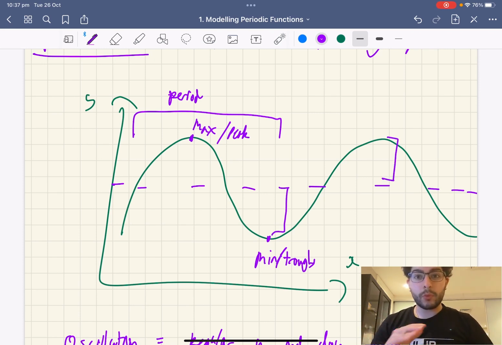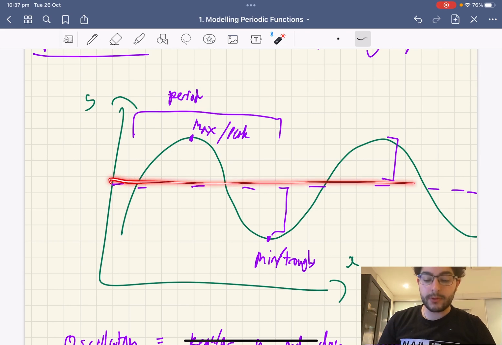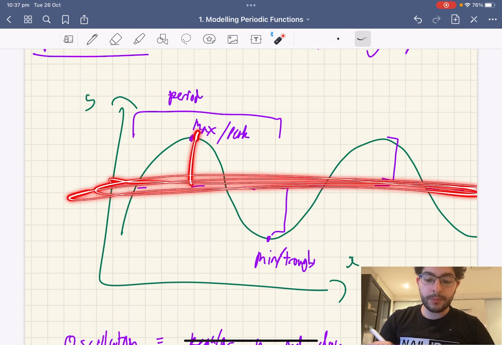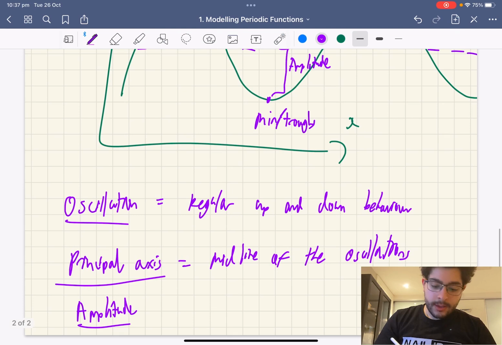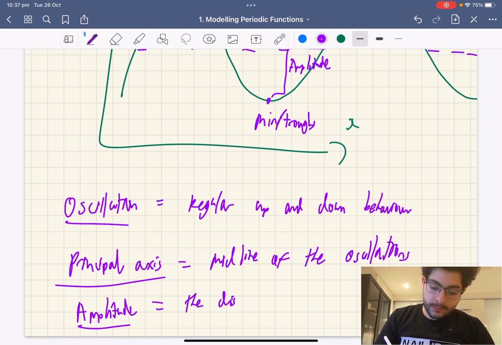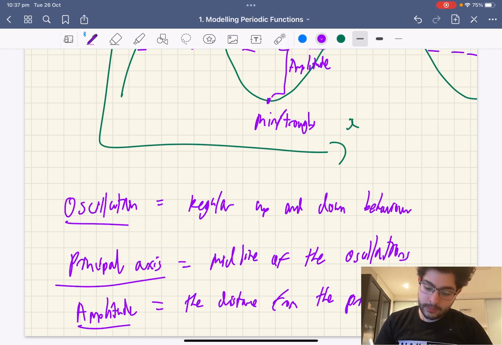The amplitude should be the same regardless because it's the distance from the middle. So the distance from the middle to the top and the bottom should be the same. But either way, these are both amplitudes. Amplitude here and amplitude here. The distance from the midline or the principal axis to a peak or trough doesn't matter. It should be the same either way.